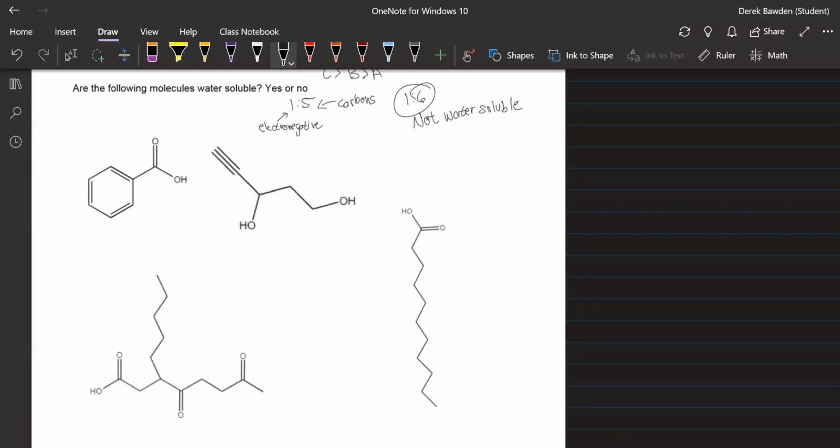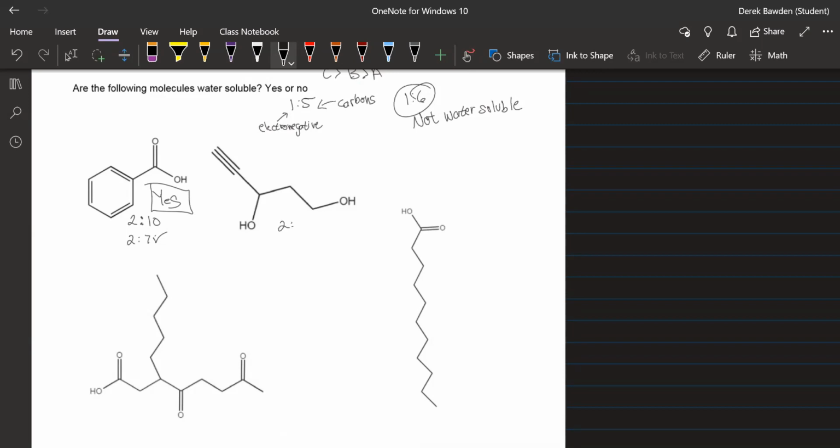So let's talk about this first one in the top left. How many electronegative atoms? 2, right? 2 oxygens. So we can have up to 10 total carbons in this molecule for it to still be water soluble. So let's count the number of carbons. How many carbons in this molecule? 7, right? So we have a 2-to-7 ratio, which means we're good. It is water soluble. Does that make sense, the process on these? Yes. Perfect.